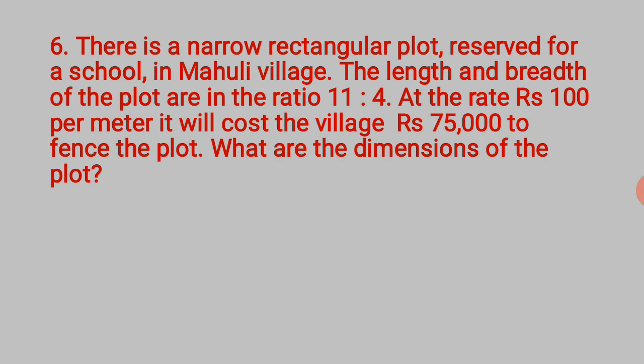Whenever the ratios are given, we find a multiplier. We take that multiplier to be x, and then we get the length and breadth as 11x and 4x respectively. At the rate of rupees 100 per meter, it will cost the village rupees 75,000 to fence the plot. What are the dimensions of the plot? Ultimately, you have to find out the length and the breadth. So, you have the plot. The length we are taking to be 11x and the breadth will be 4x as told earlier.